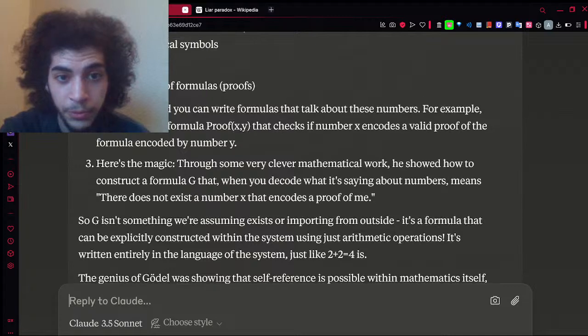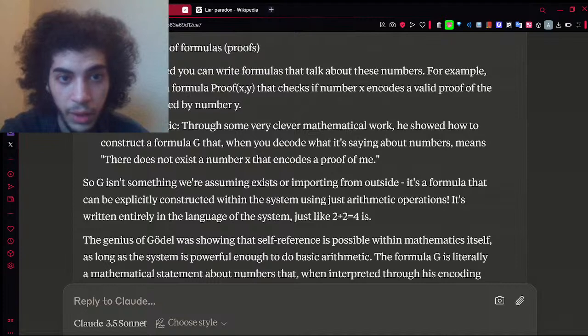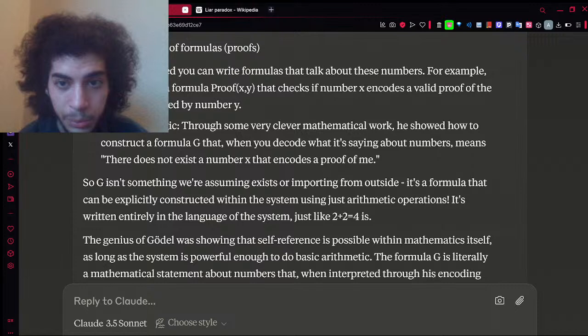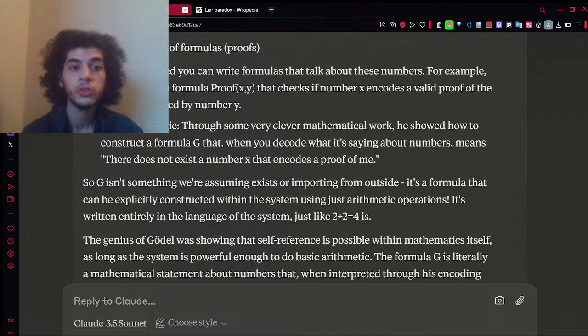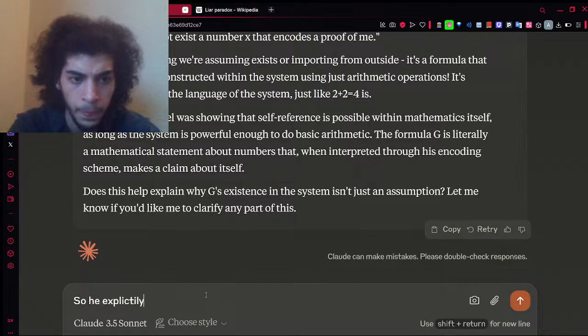Through some very clever mathematical work, he showed how to construct a formula G that, when you decode what it's saying about numbers, means there does not exist a proof of it. So you construct the formula G. He was explicitly able to construct G within S.